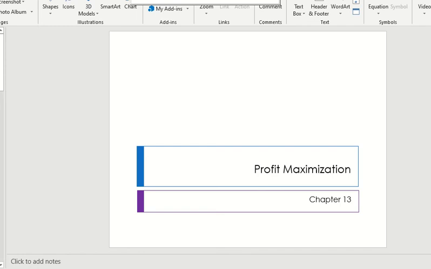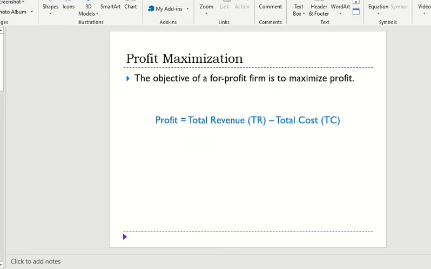Last week we covered cost. This week we're going to cover profit. Profit. One of the key assumptions that economics courses make about firms is that the primary objective of a for-profit firm is to maximize profit.